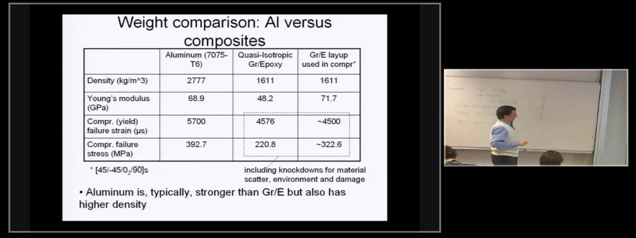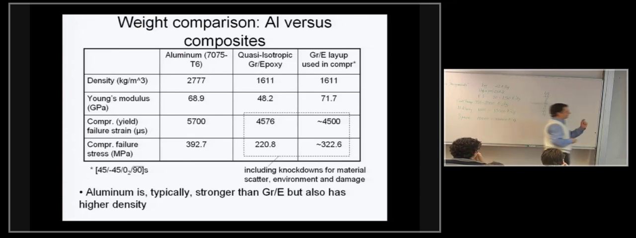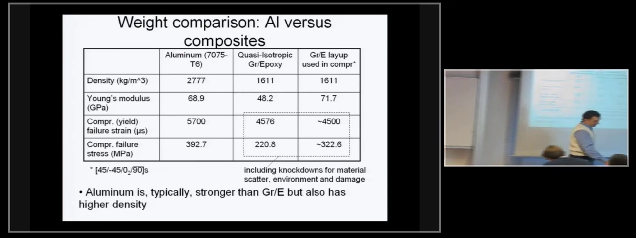So stiffness, yield, compression strain, and compression failure stress, and the corresponding values for the quasi-isotropic and for the graphite epoxy. And obviously, for the graphite epoxy, the improved stacking sequence is shown here at the bottom. Obviously, composites on a complete comparison in terms of actual absolute values are not as good. The saving grace is that they have significantly lower density.